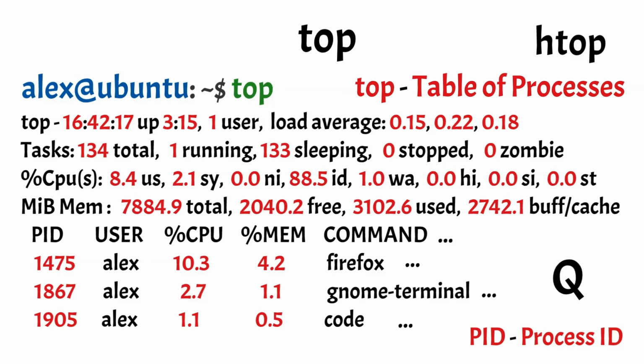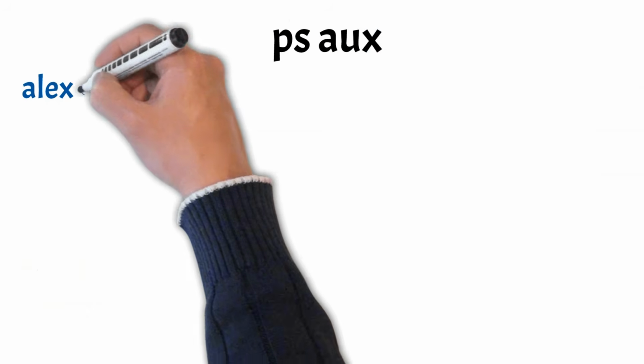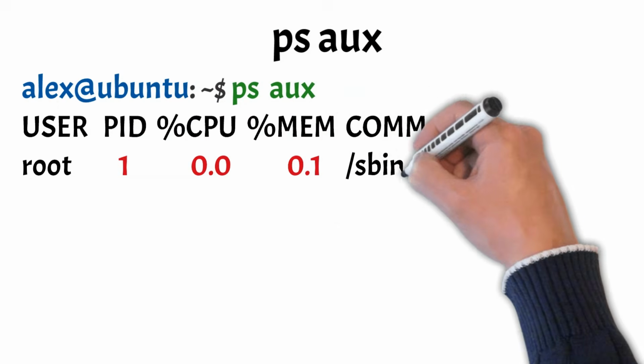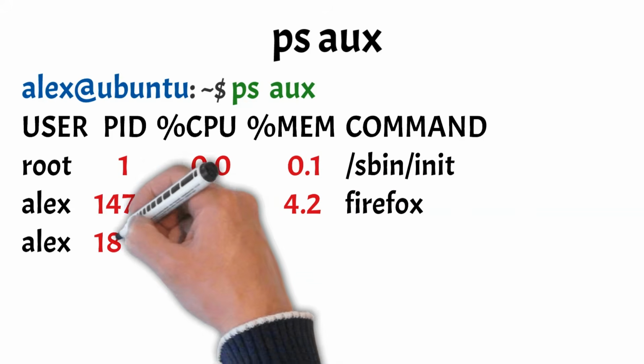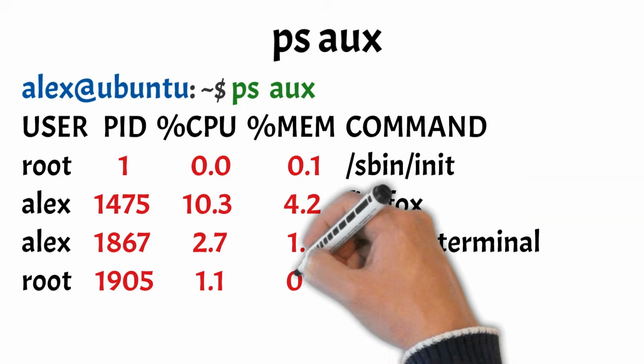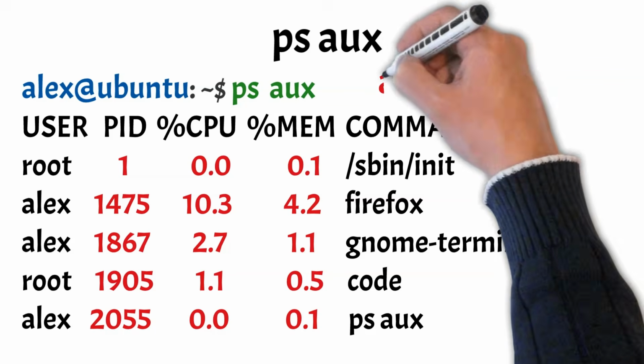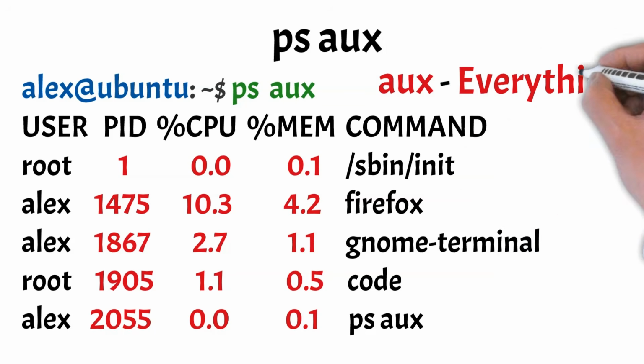Now let's look at ps aux, a command used to view running processes. It shows useful details like who started the process, its process ID, how much CPU or memory it's using, and the command that launched it. The aux part is just a common combination of options to display all processes for all users, including background ones.